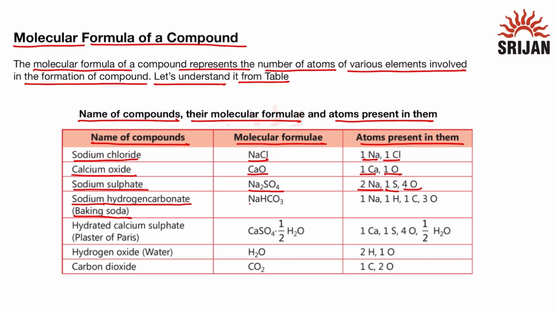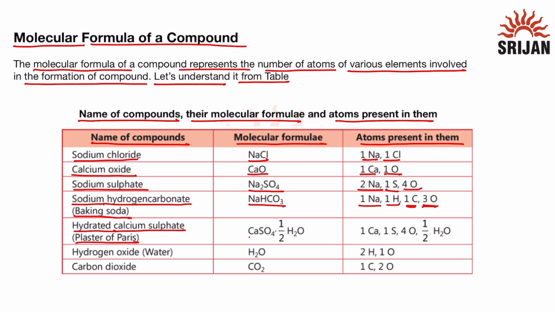Now let us read about sodium hydrogen carbonate, which is also known as baking soda. It is written as NaHCO3. It means one sodium atom is present, one hydrogen atom is present, one carbon atom is present, and three oxygen atoms are present. Now next is hydrated calcium sulfate, which is also known as plaster of Paris.